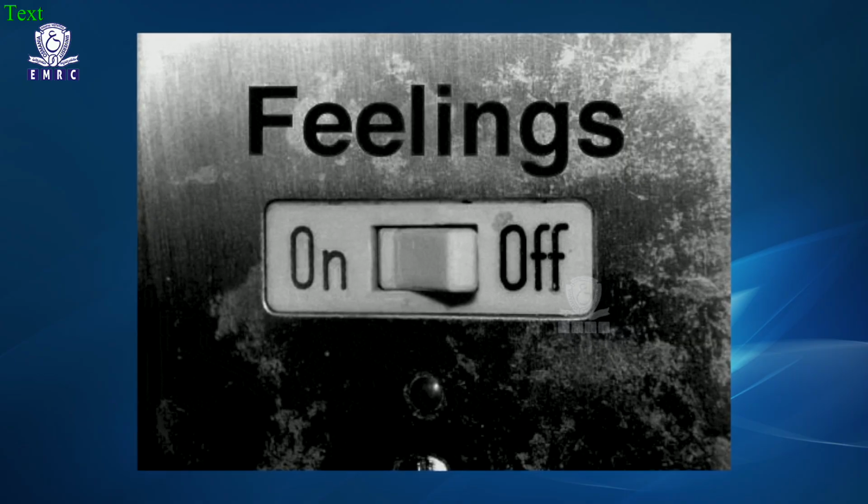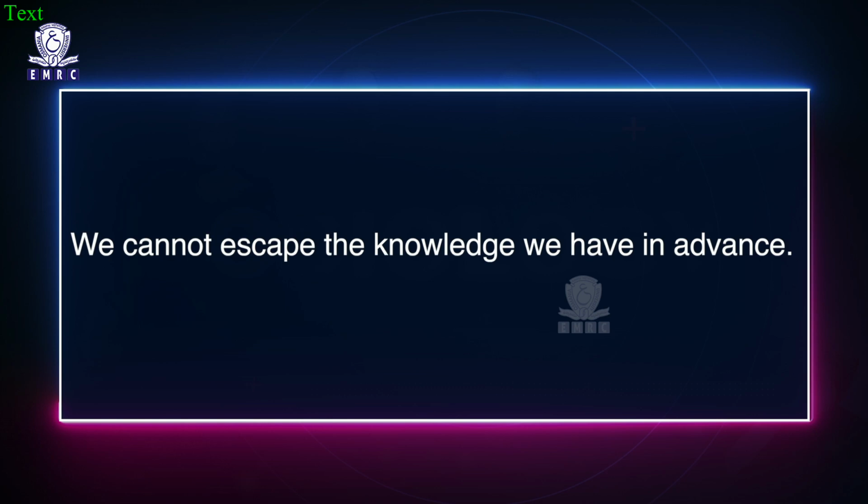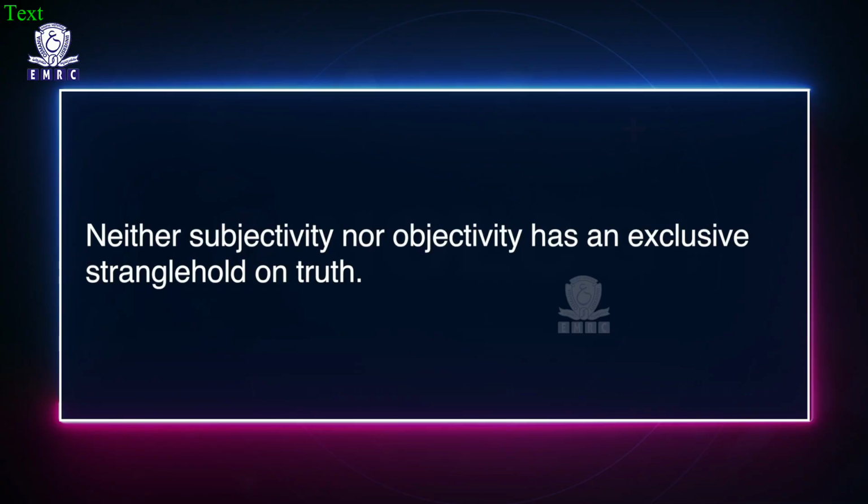Objectivity, according to the definition, is to be not influenced by personal feelings or opinions when considering facts and representing them, but we cannot escape the knowledge we have in advance that all methods and forms of representation are partial and that the concept of scientific research being objective or value free is questionable. Objectivity, although more rational, should not be linked to certainty, and one concludes by saying that neither subjectivity nor objectivity has an exclusive stranglehold on truth.